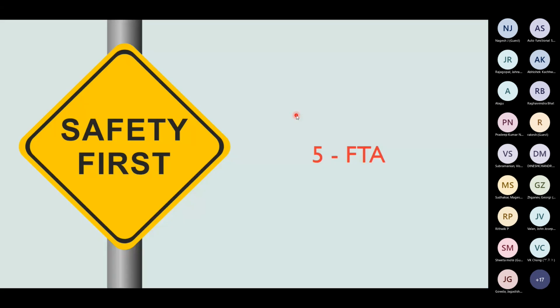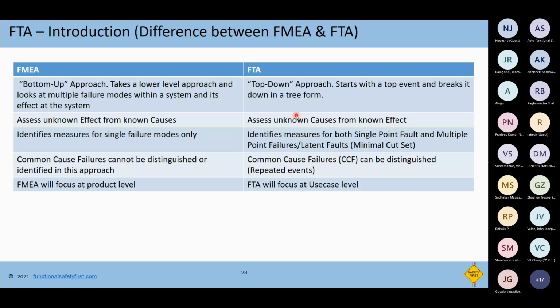Next is FTA, fault tree analysis. So we saw FMEA. Maybe I'll slowly compare FTA with FMEA first. What is FTA, and then we'll start the FTA. FMEA we did. It's a bottom-up approach. We took all the failure modes and went all the way up to identify the effect at system level.